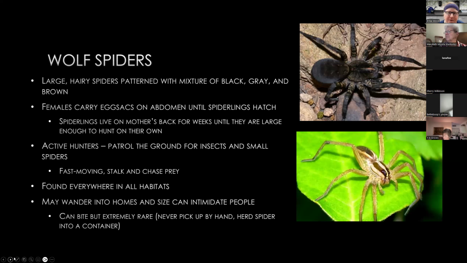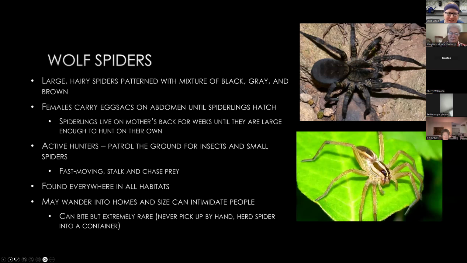Now, what's interesting about wolf spiders is not just their size, it's their reproduction. When the females lay their eggs, they're going to carry these egg sacs on their abdomen until the spiderlings hatch. I almost think of it like a mother kangaroo, although it's not a pouch per se, but the female is carrying it in a similar way.